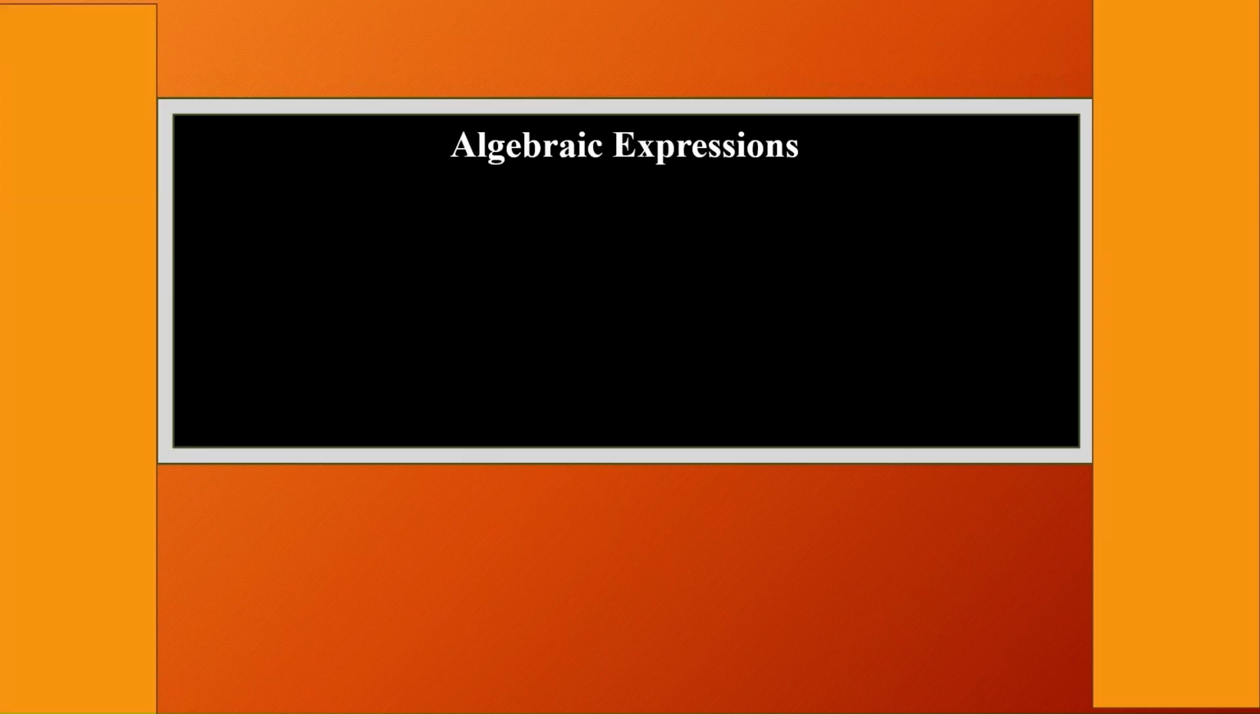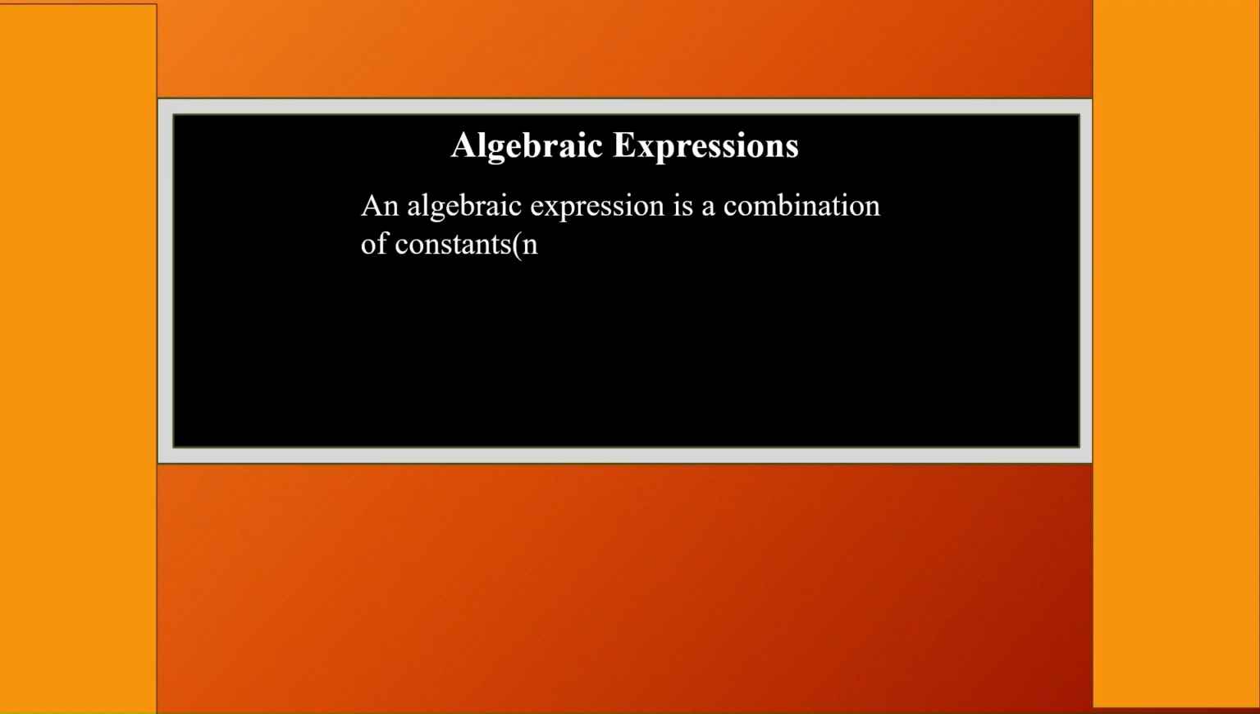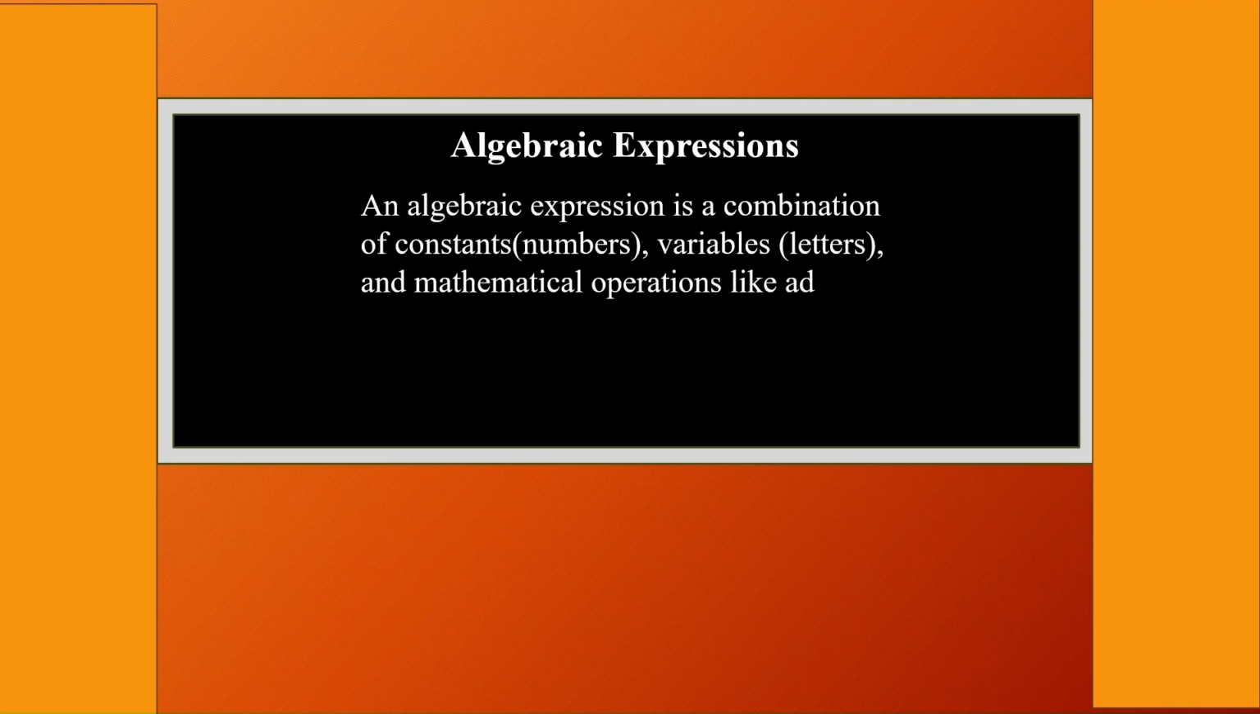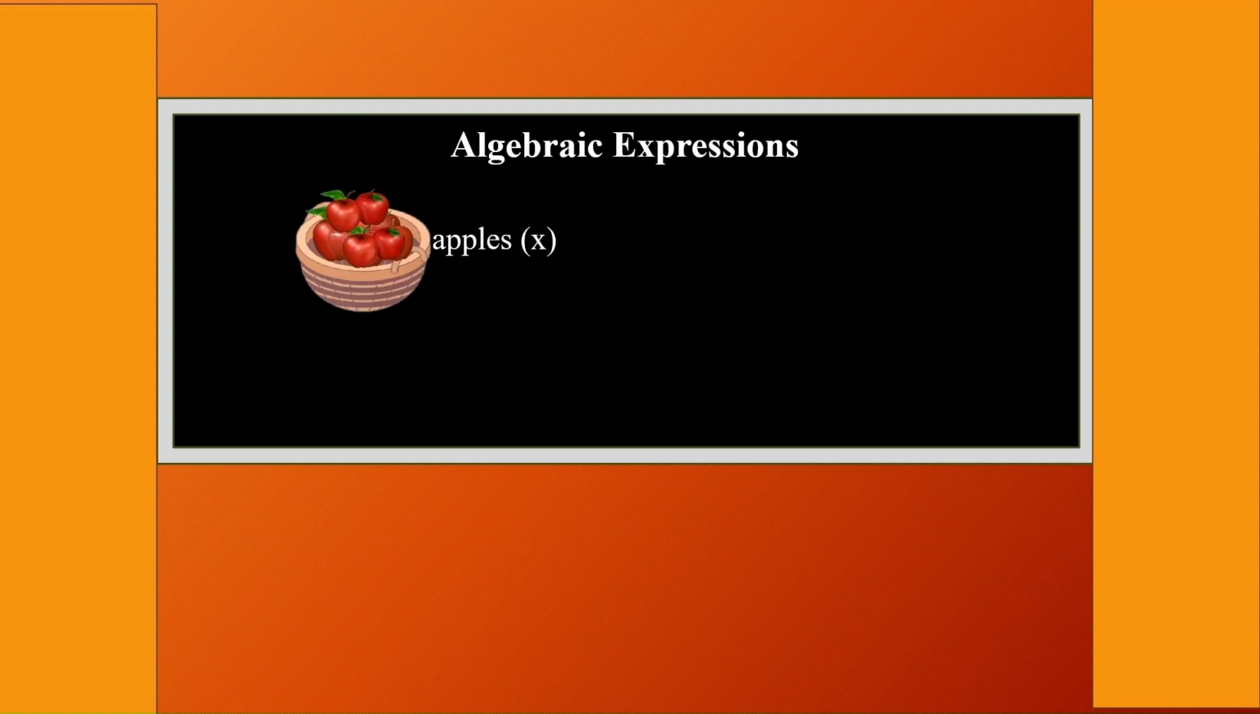Next is, what are algebraic expressions? An algebraic expression is a combination of constants, variables, and mathematical operations like addition, subtraction, multiplication, and division. For example, if you have, say, x apples in a basket and I give you 3 more, we can represent that as x plus 3. Let us suppose you have 3 apples and I give you x more apples. The expression would be 3 plus x. Now here x represents the number of apples I give you.